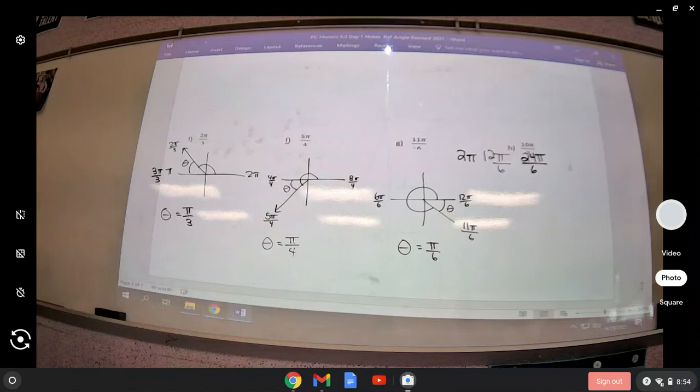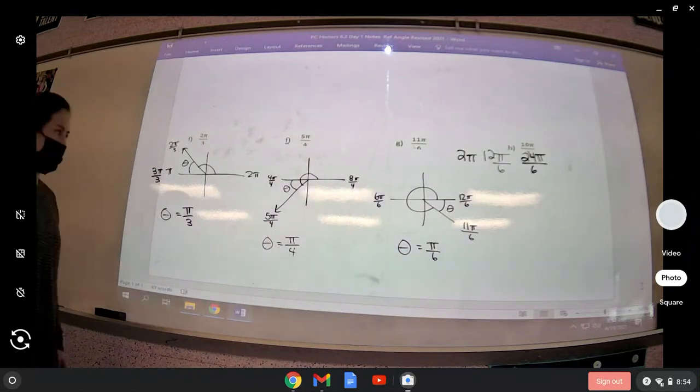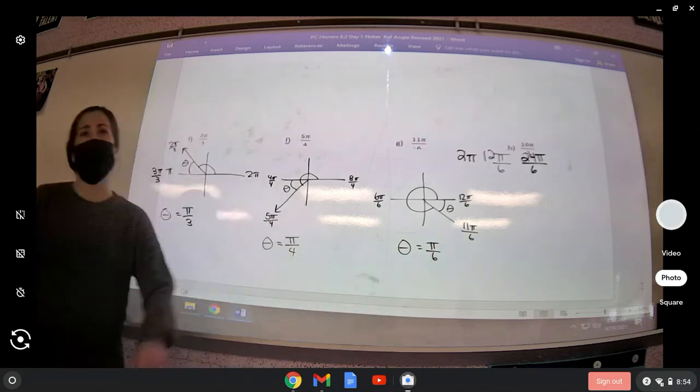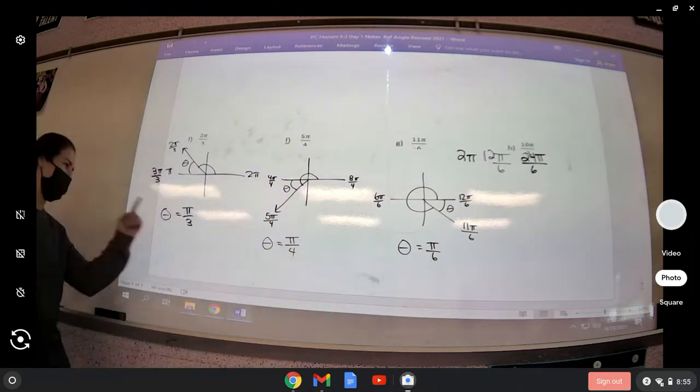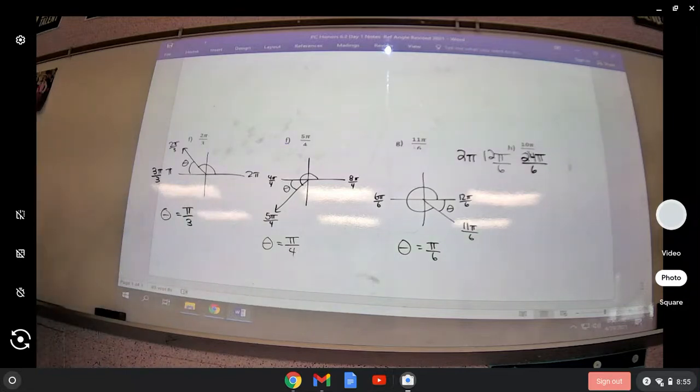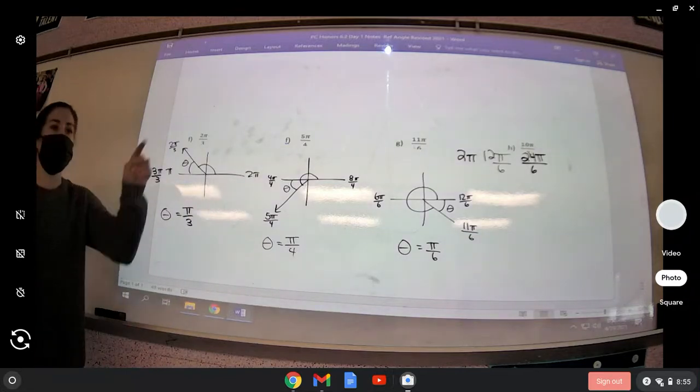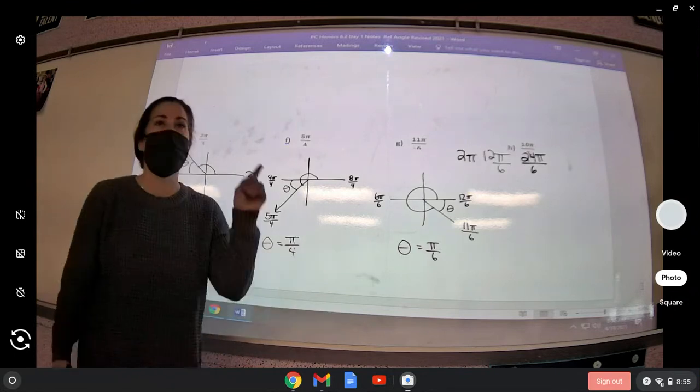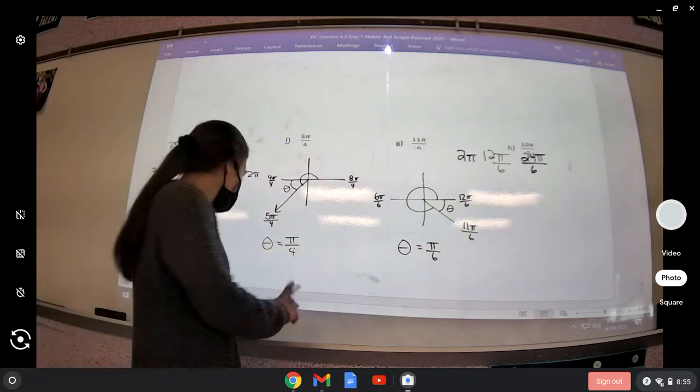So pi over 6 is your reference angle. Now again, you could say, well, hey, Hardy, it looks like it's always pi over 4 and pi over 3 and pi over 6. You're right, probably it's going to be. But you've got to know what quadrant you're in. Quadrants play a huge part. So you've got to know where it lands.